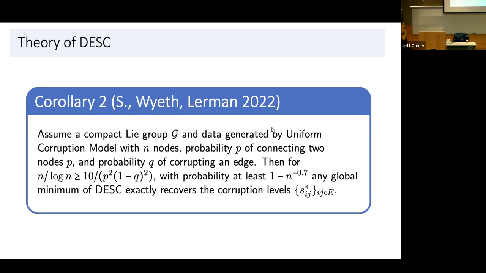So we didn't match the optimal bound for p, but we matched for q. The reason why we cannot match p is because we use 3 cycles, so you cannot handle sparser graphs. But fortunately, for most of the structure from motion data, even though the graph is not dense, we still have enough 3 cycles for each edge. Any question about the theory?